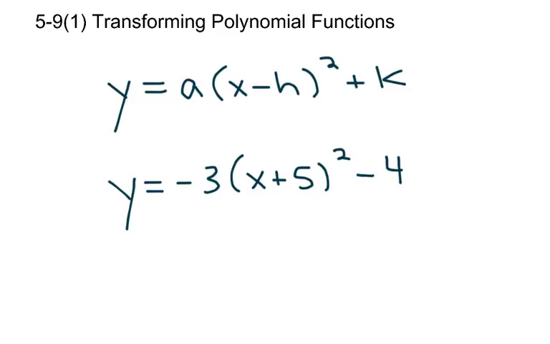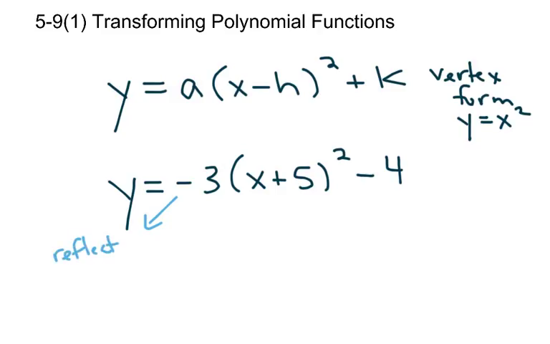In order to do transformations on higher order polynomial functions, let's go back and review what we did with quadratics. The first equation was called vertex form of a quadratic equation because its parent function was y equals x squared. So if we have the equation y equals negative 3 (x plus 5) squared minus 4, the transformations that are occurring are the negative being multiplied in front of the original function always reflects over the x-axis.